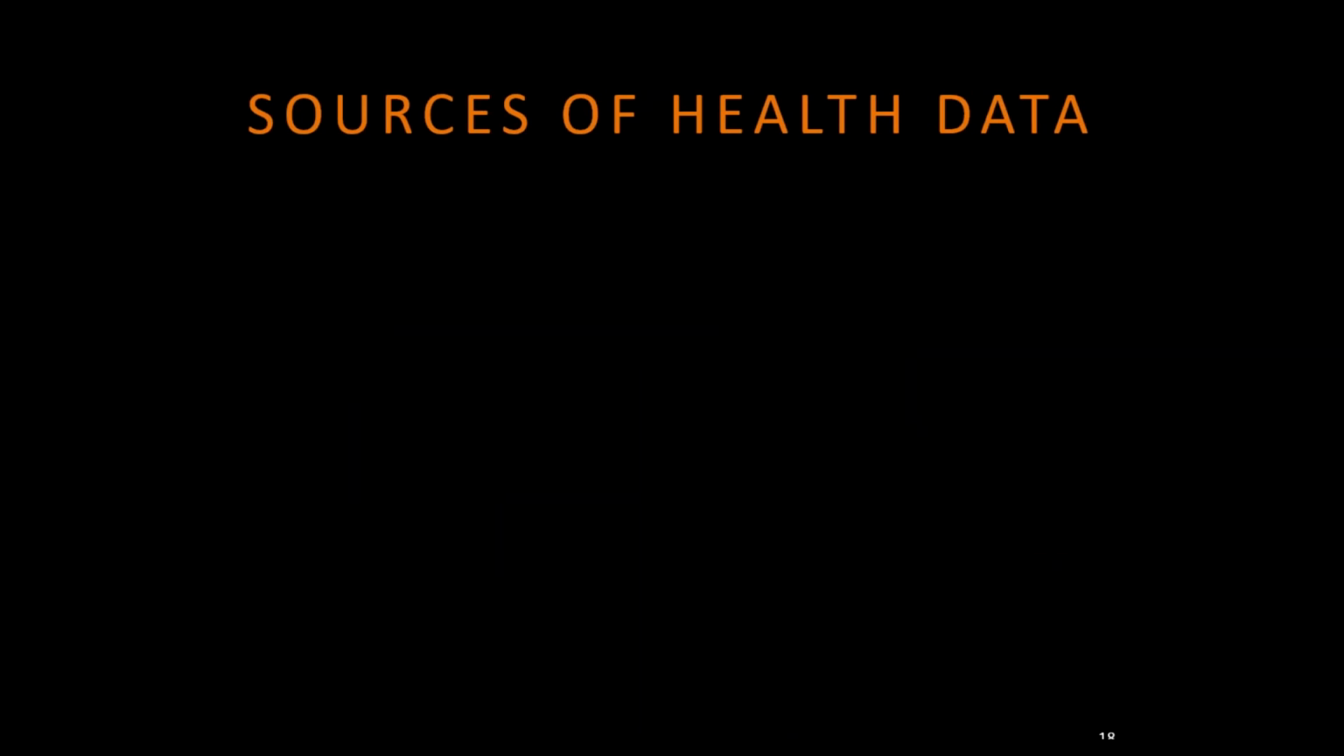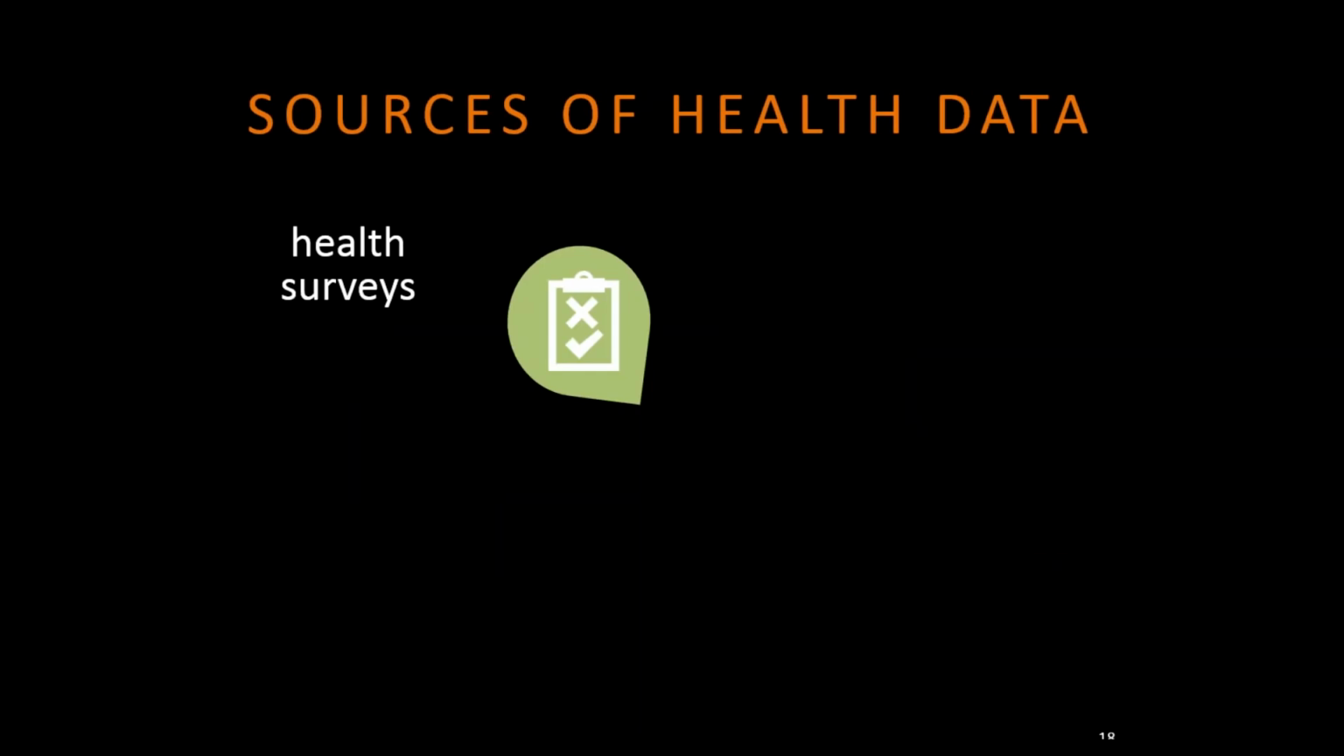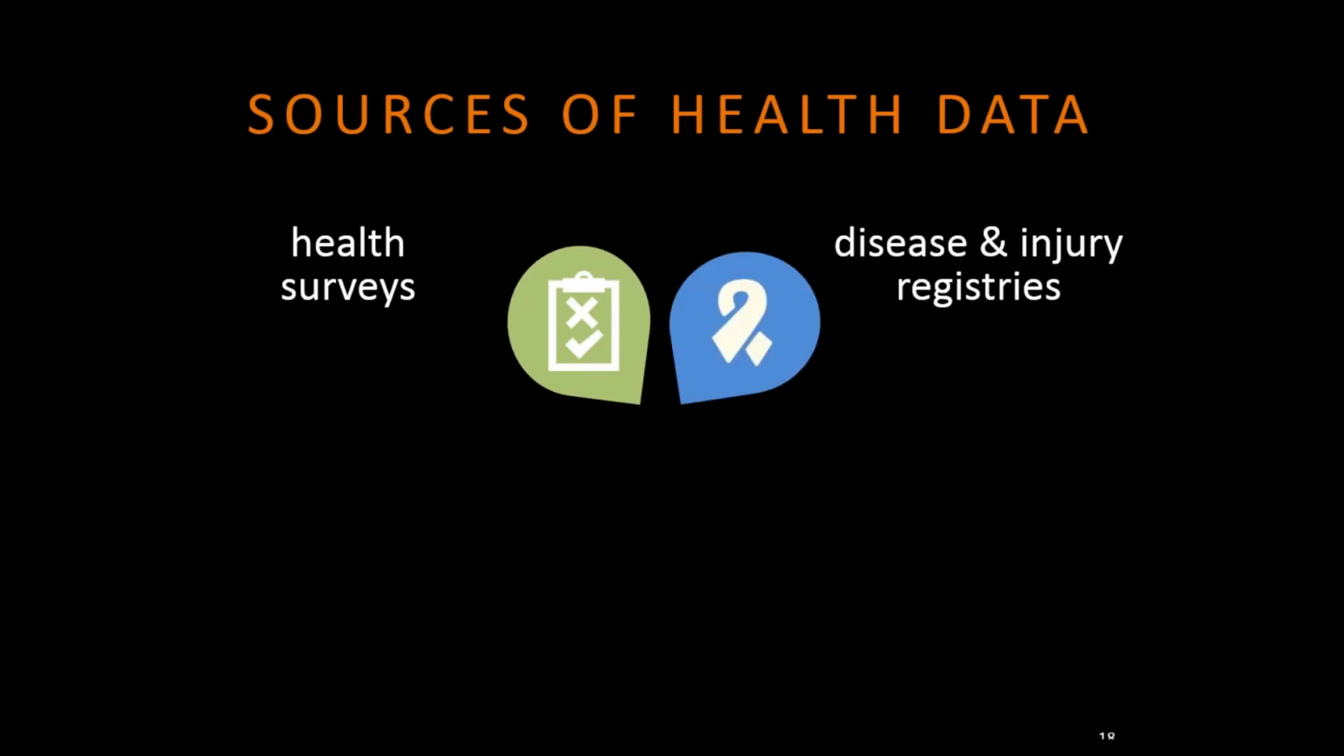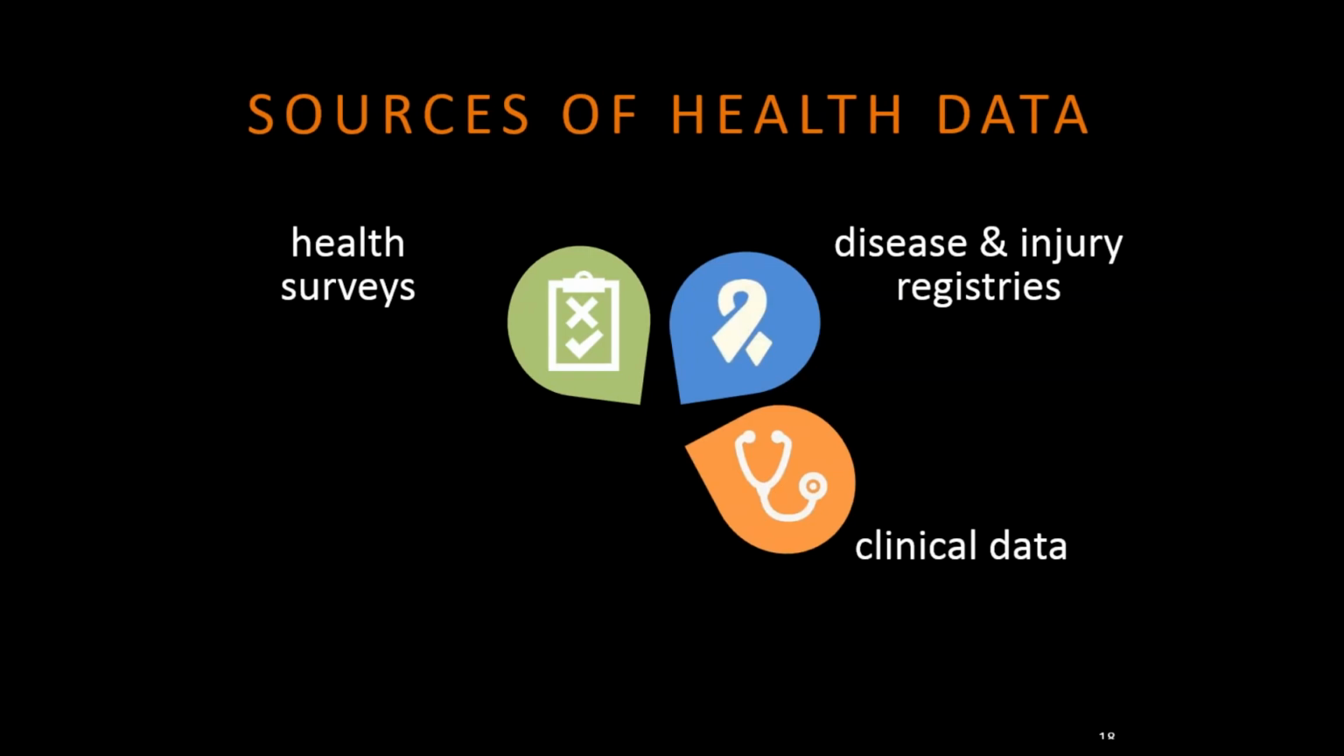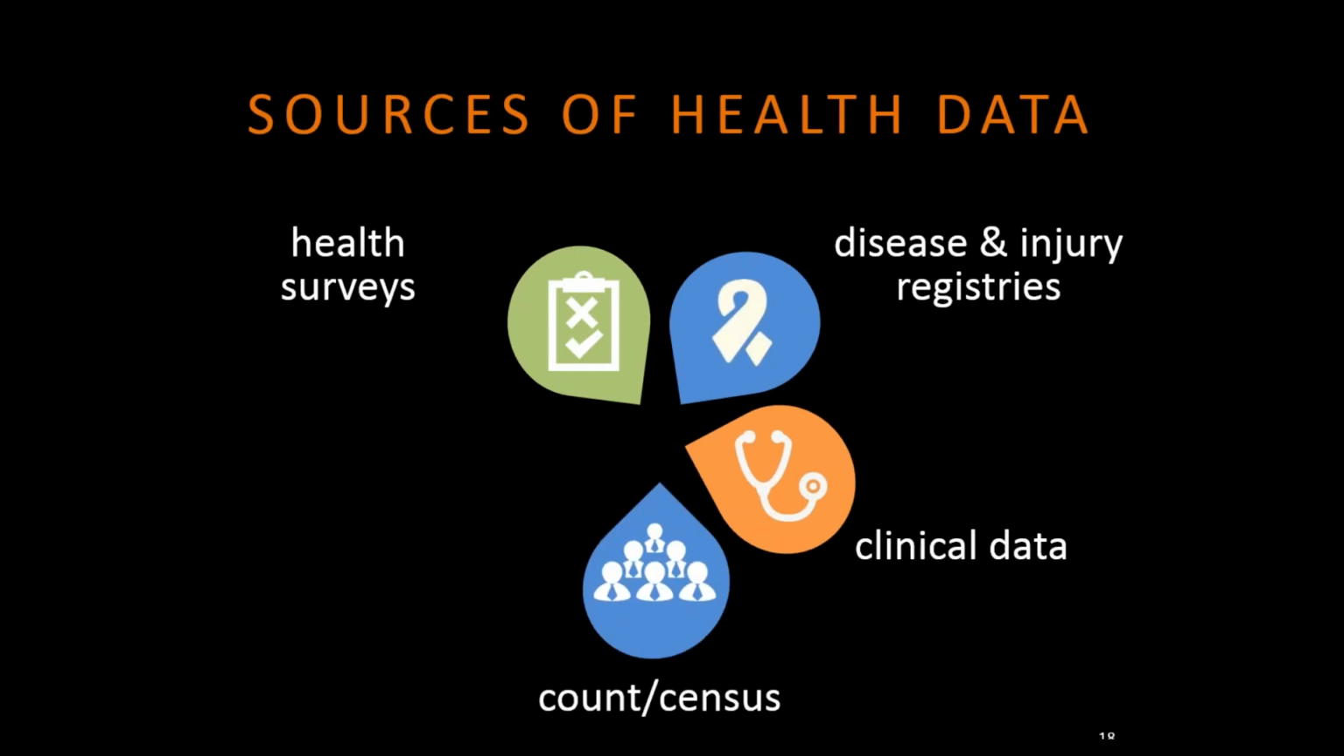So all those indicators could come from any number of different sources, including health surveys, disease and injury registries, clinical data, so that's data that comes straight from a hospital or clinic, such as electronic medical records or claims data or hospital discharge data from the ER. It includes count or census data, so that's data where every single individual in a certain population is included in that data set, such as birth data, so like every single person who's born has a birth certificate, so we know that they're all included in that.